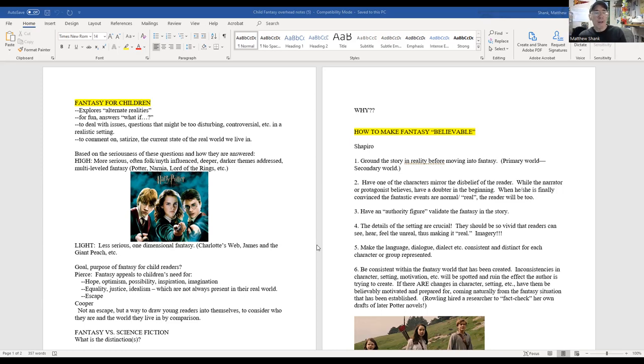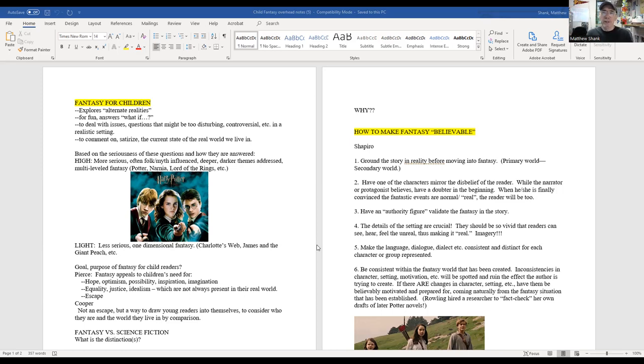The Cooper article, which you'll read, answers the point that Pierce makes, which is that one of the goals of fantasy is that it serves as an escape for kids, particularly as they get a little bit older. I talk about this in Lit for Young Adults. The two most popular genres for young adults are fantasy and realistic fiction. And those would seem to be the two most different genres that you can pick from.